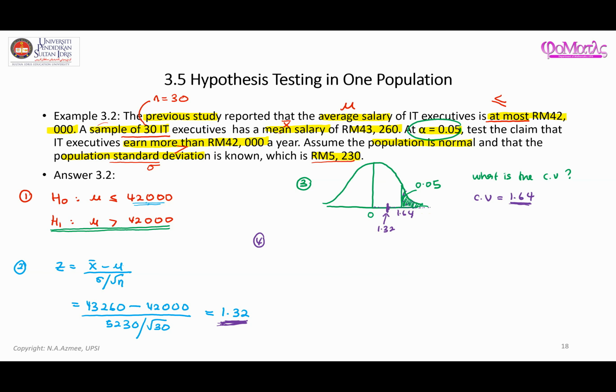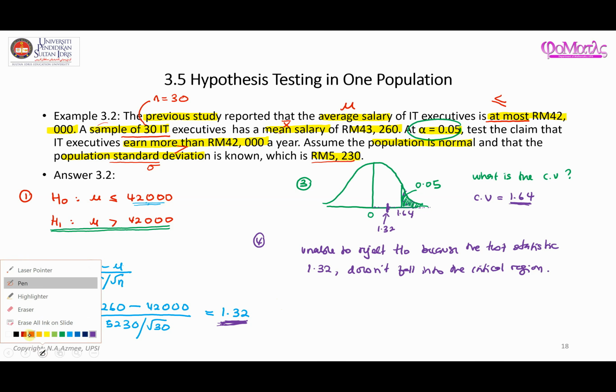Therefore, we say that we are unable to reject the null hypothesis because the test statistic 1.32 doesn't fall into the critical region. Okay, and based on that, we are going to come up with a conclusion.